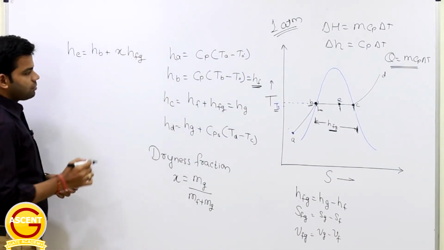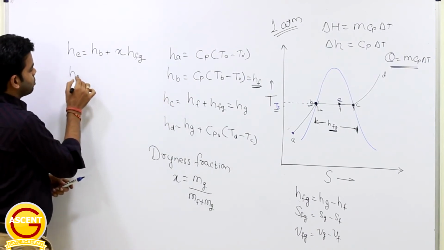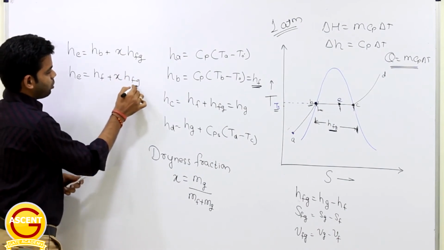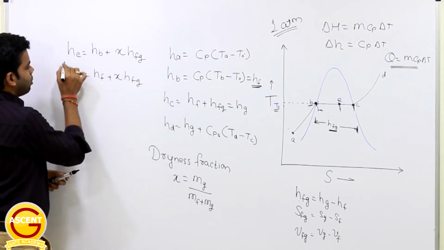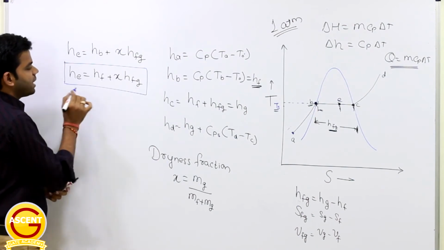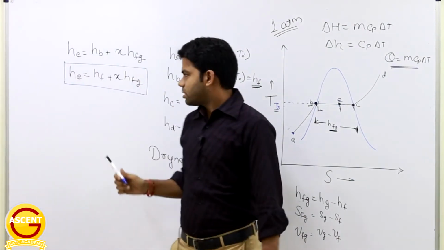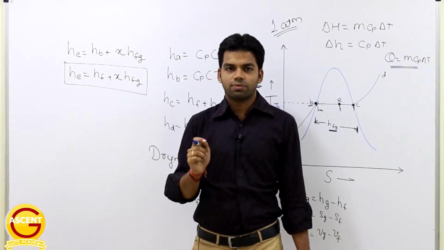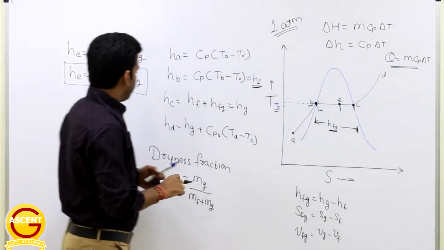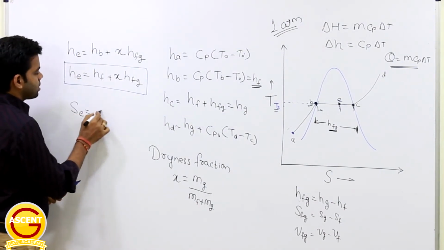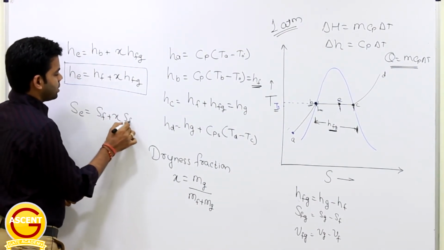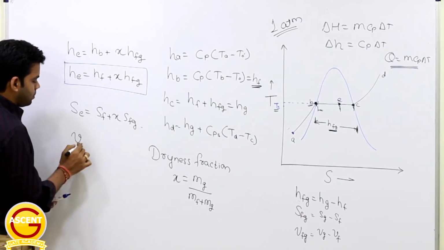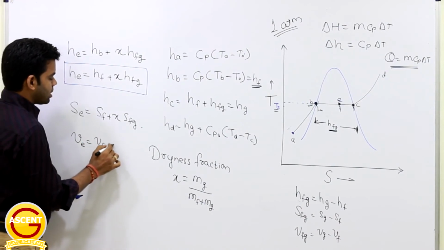That's it. And this HB, as I told you, is HF. So this HE will be equal to HF plus X HFG. Very, very important formula. If you want to determine the property of the wet steam region, enthalpy in the wet steam region is H equal to HF plus X HFG, where X is the dryness fraction. Similarly, entropy of wet steam is equal to SF plus X SFG, and specific volume of wet steam VE is equal to VF plus X VFG.